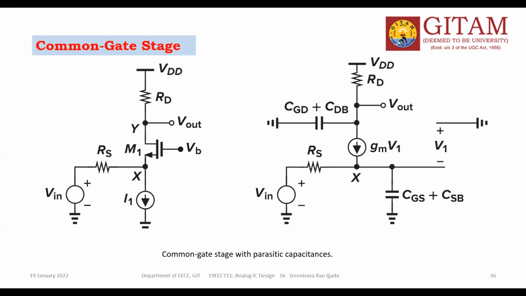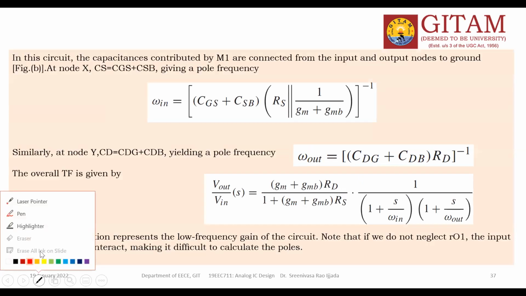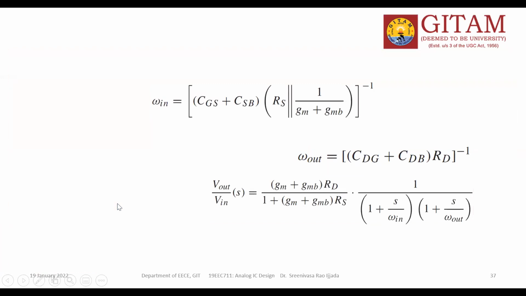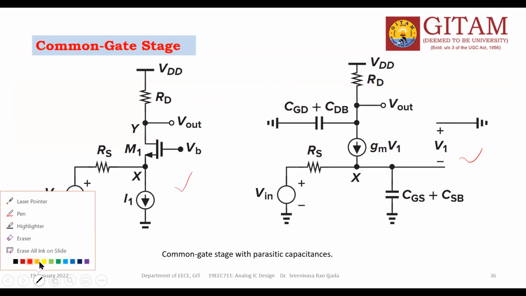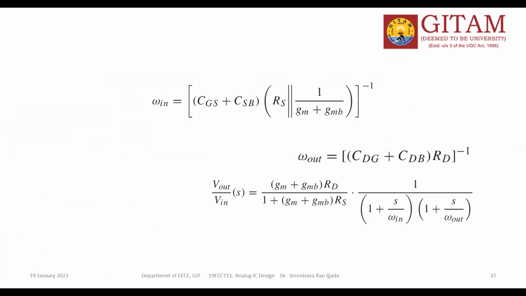Yes, sir. So once again, this is my common gate stage. This is a simple common gate circuit, and this is the common gate with parasitic capacitances. Then from the common gate, the simple small signal circuit, see, the input and output poles are written like this. Then the overall transfer function structure is this one.